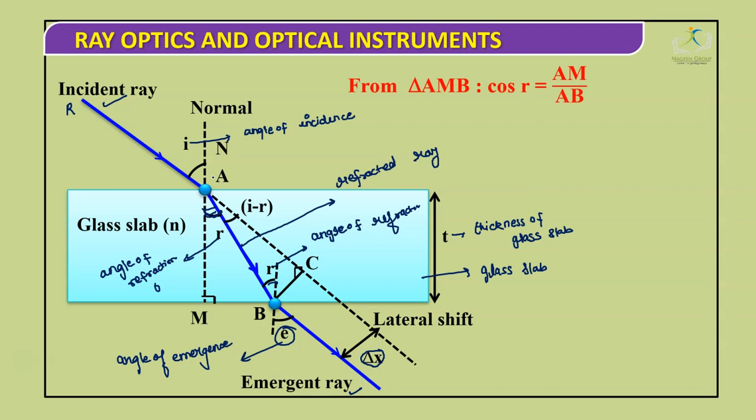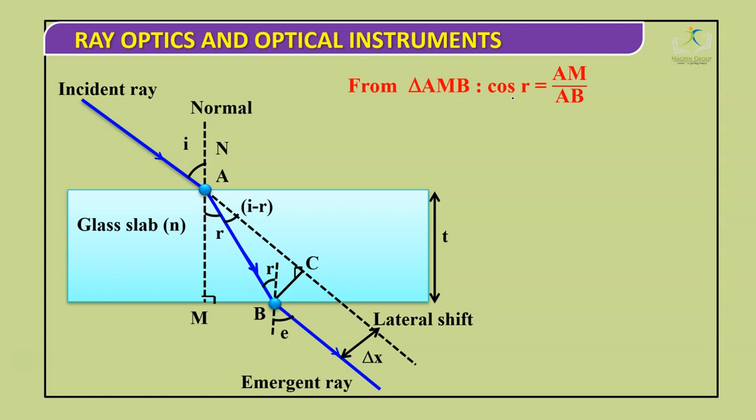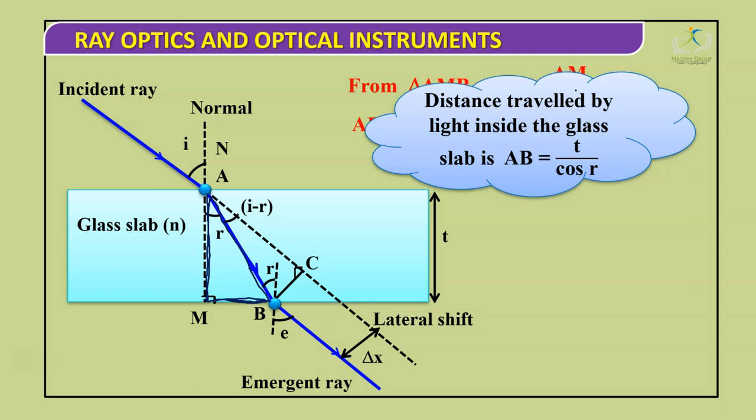From here, in triangle ABM, you can pause and note down each and every point. Triangle ABM has angle AMB, this angle. Clear? Cos R is equal to AM by AB, so AB is equal to AM, which is t, by cos R. AM is equal to t, the thickness of the glass slab. How much distance the light travels in the glass, we can calculate: AB is equal to t by cos R.